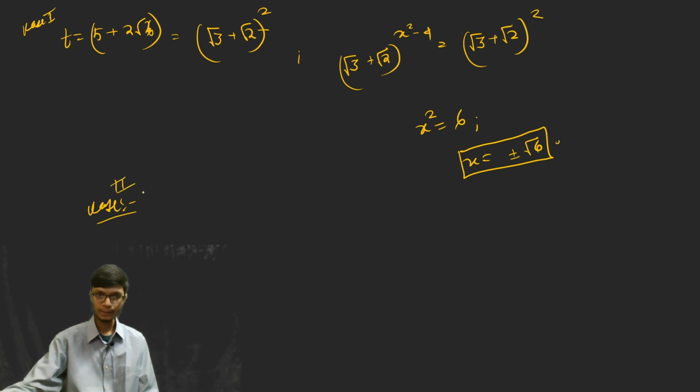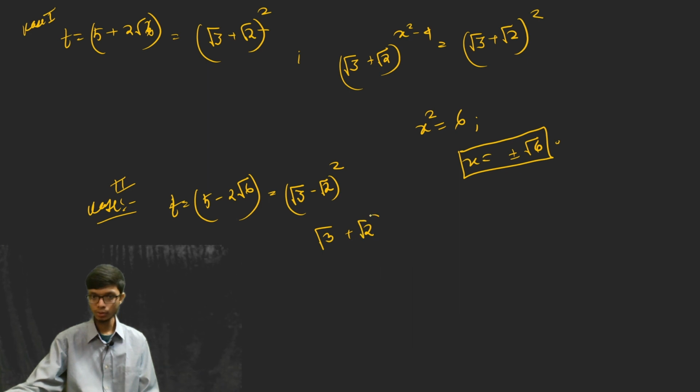For the second case, t is equal to root 5 minus 2 root 6. So that is basically equal to root 3 minus root 2 whole square. And this will give you the result, that is root 3 plus root 2 whole raised to the power x square minus 4 is equal to root 3 minus root 2 whole square.